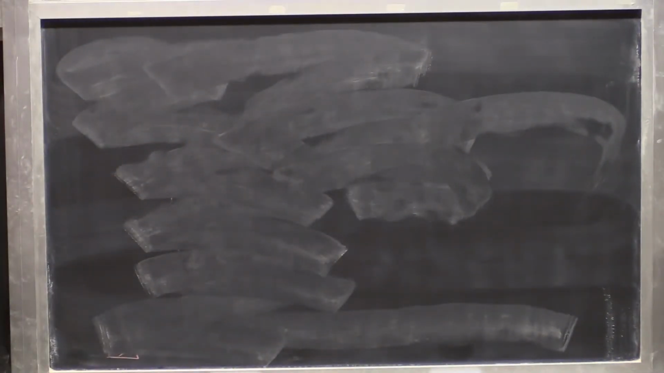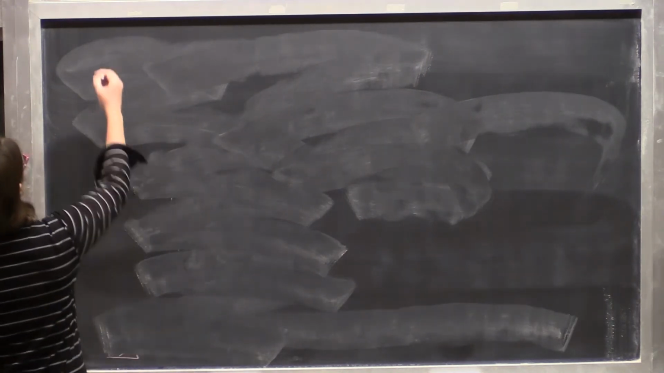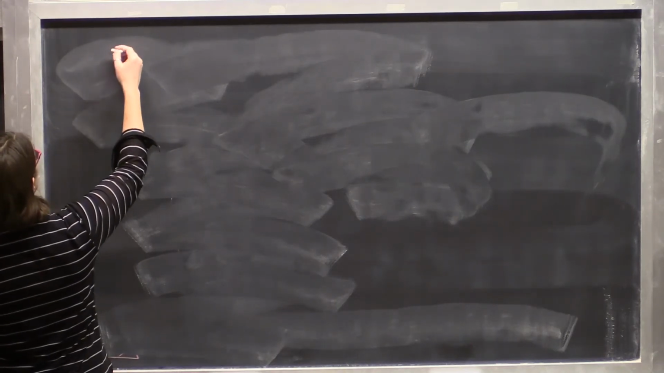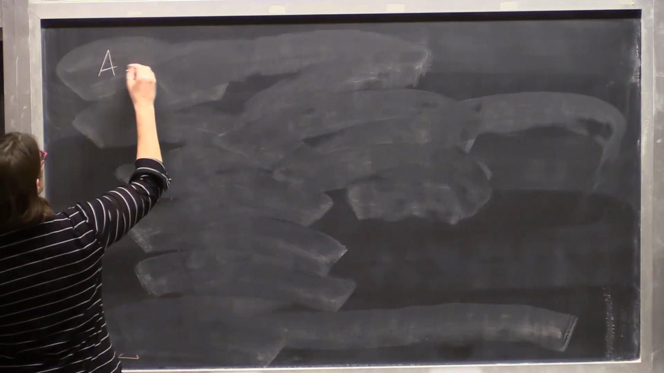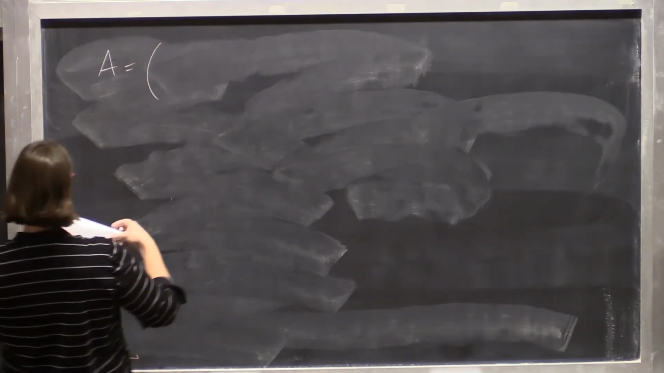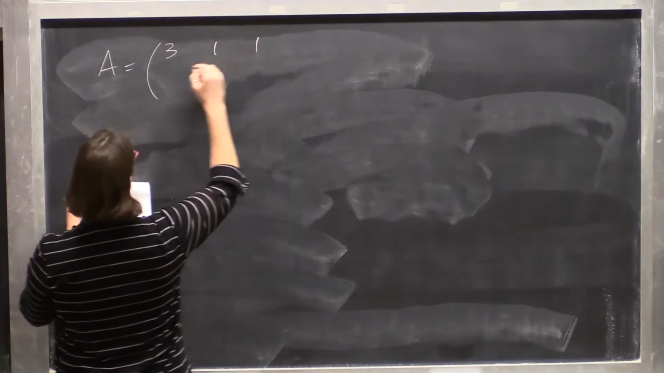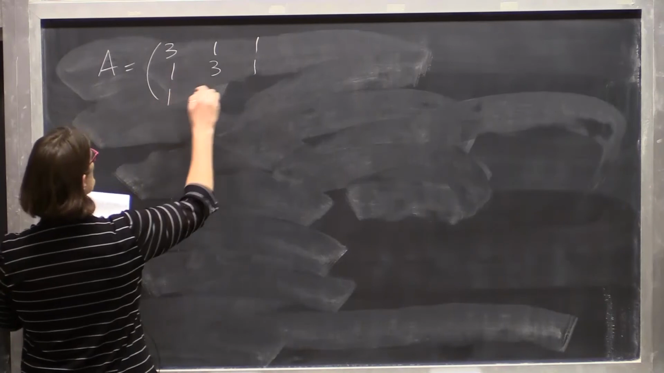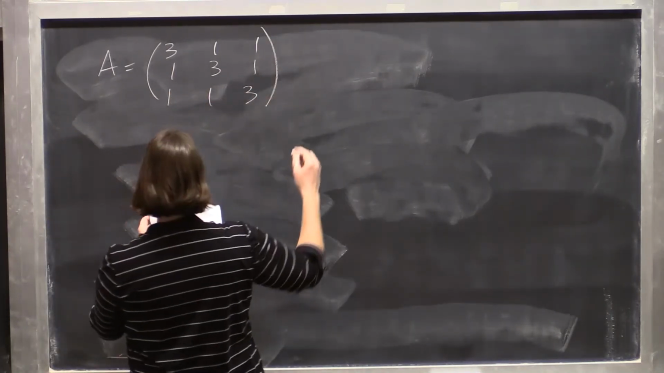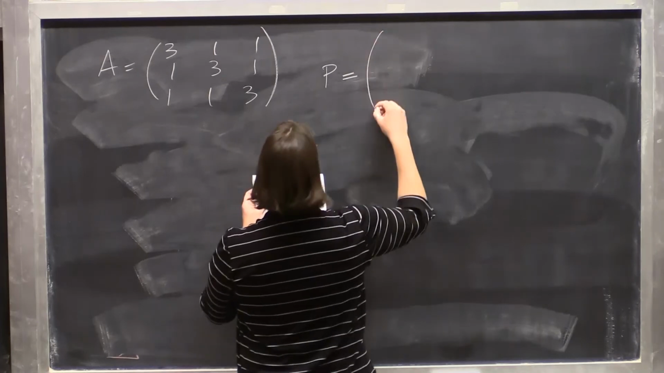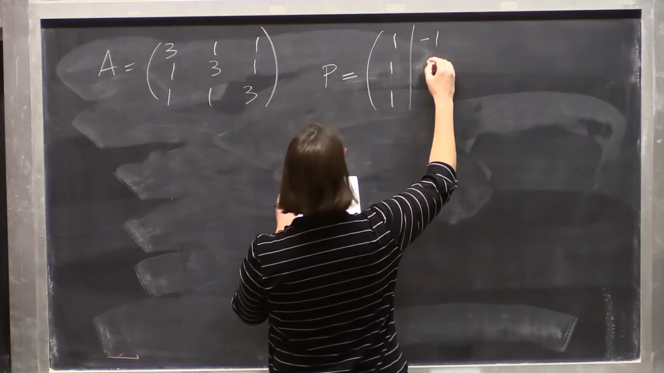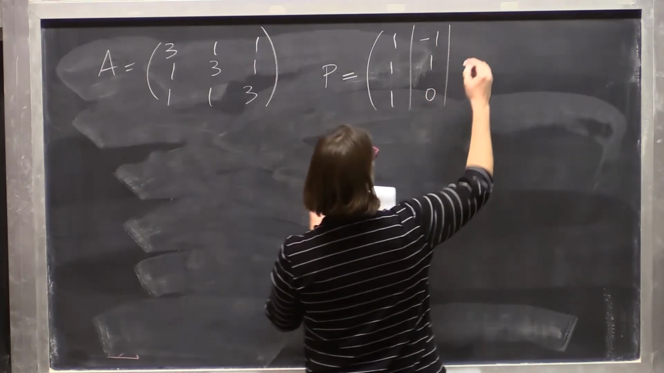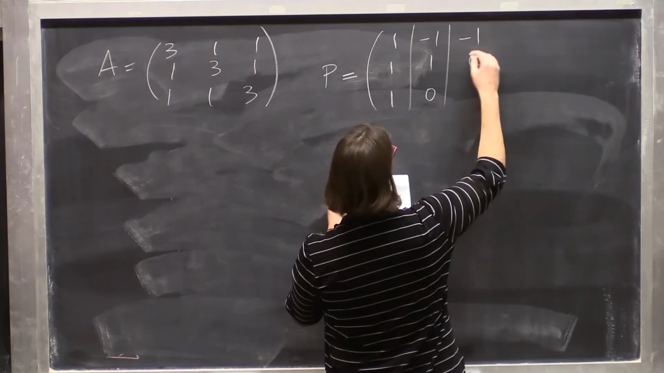So let's start with an observation. Let's take the matrix A, which is 3, 1, 1, 1, 3, 1, 1, 1, 3. And here's a matrix P. In the first column is 1, 1, 1. In the second column is minus 1, 1, 0. And in the third column is minus 1, 0, 1.